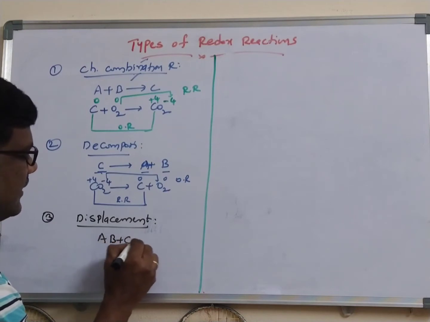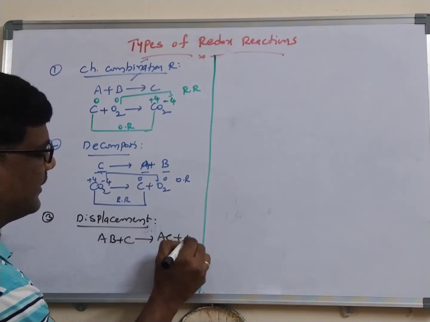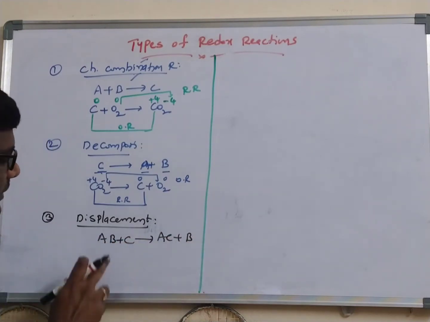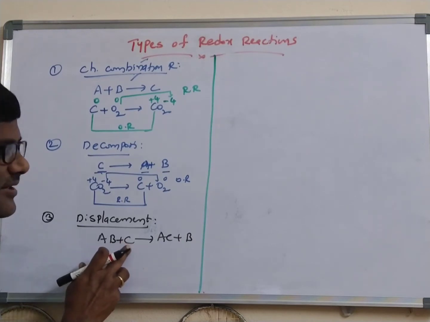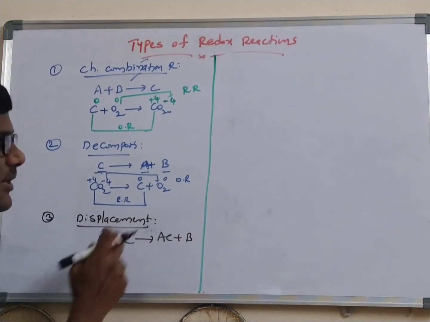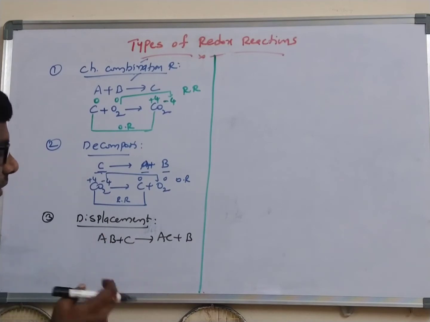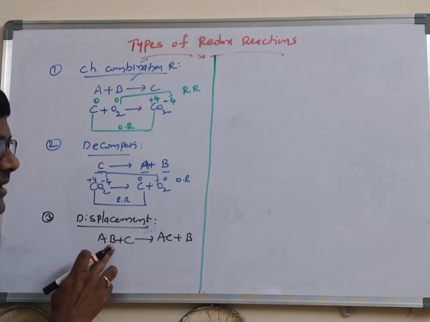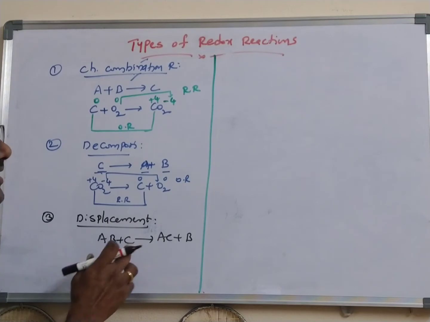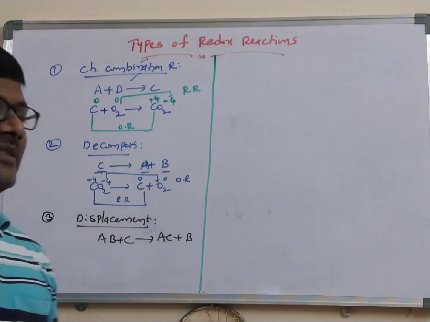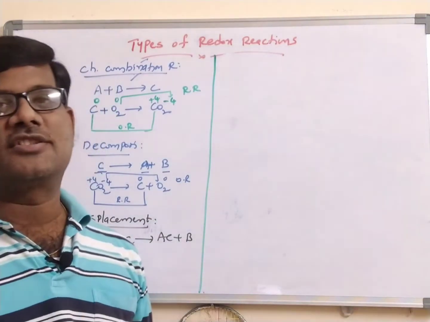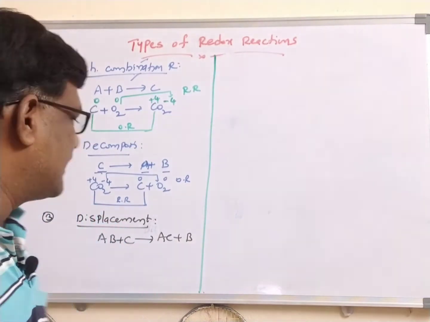AB reacts with C and converts into AC plus B. So what reaction is taking place? The position of B is occupied by C. That's all. Displacement reaction: a redox reaction in which the position of one species is occupied by another species is said to be a displacement reaction. In that reaction also, both oxidation and reduction take place simultaneously.